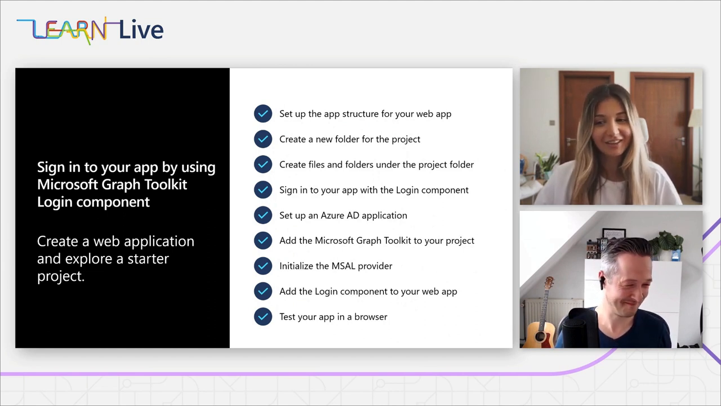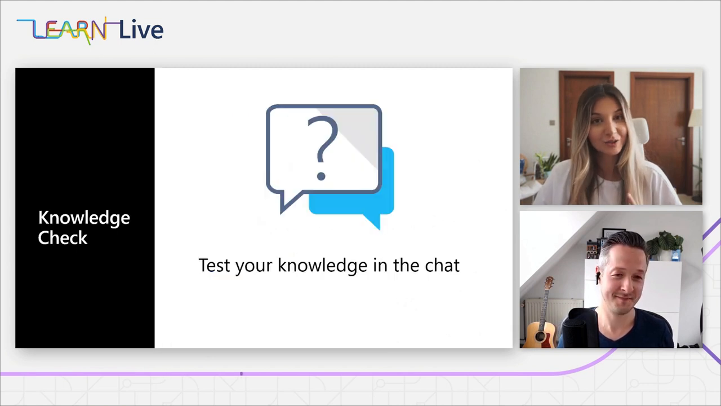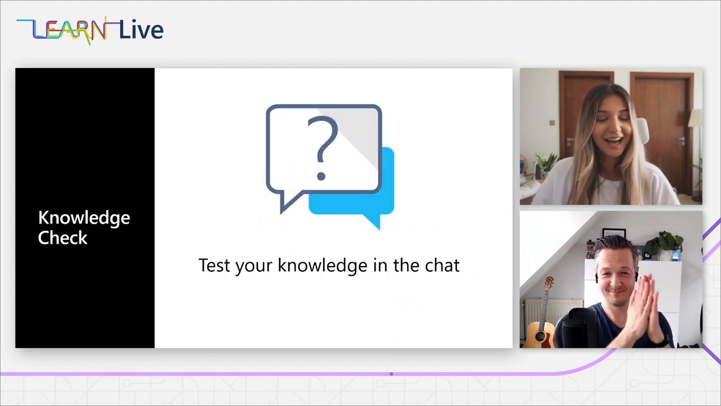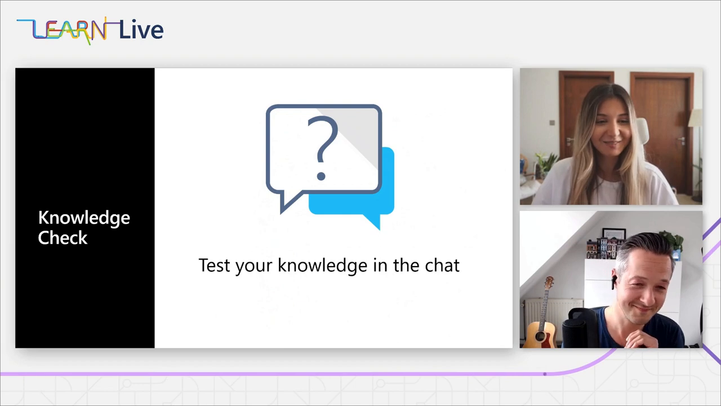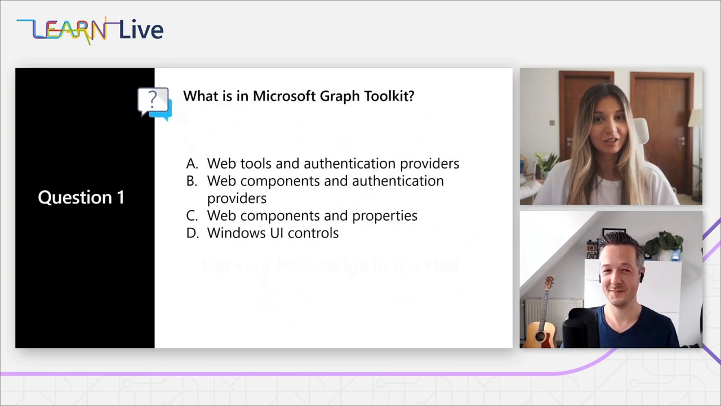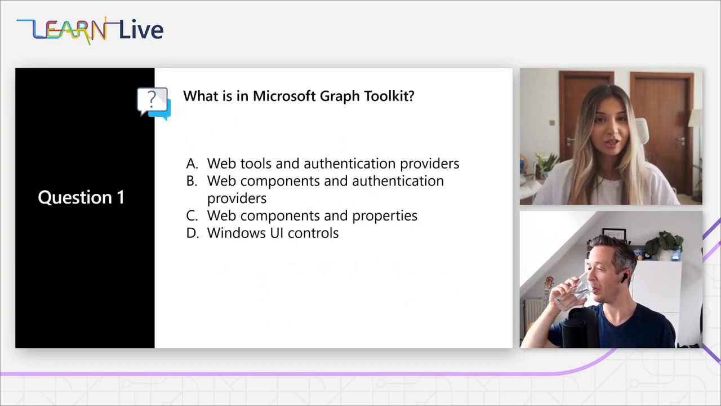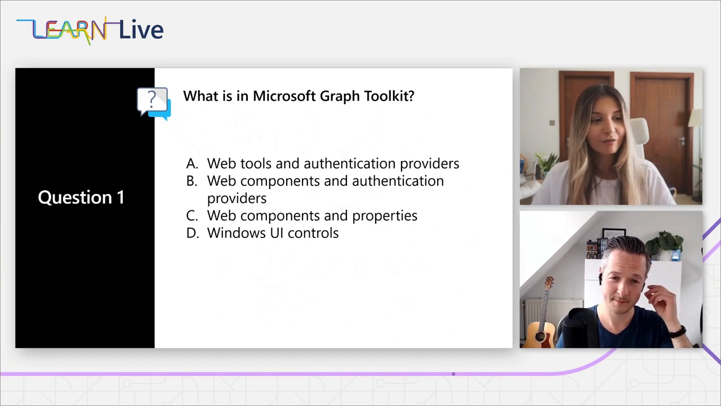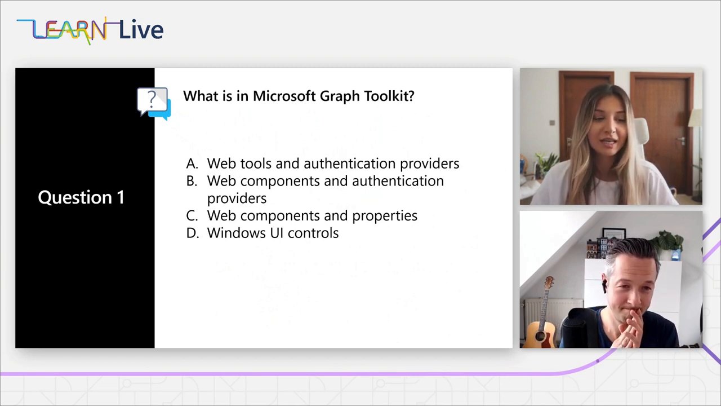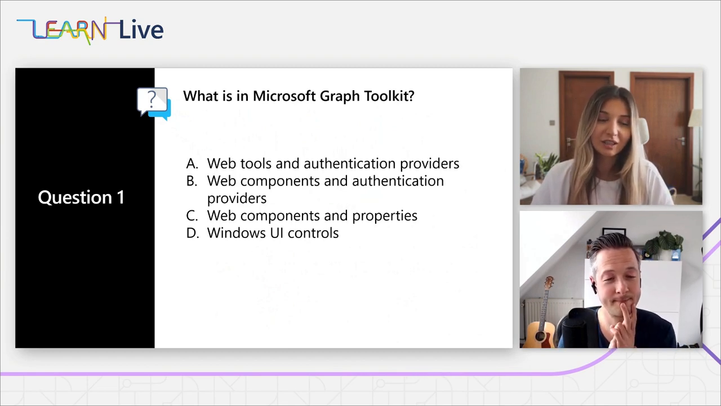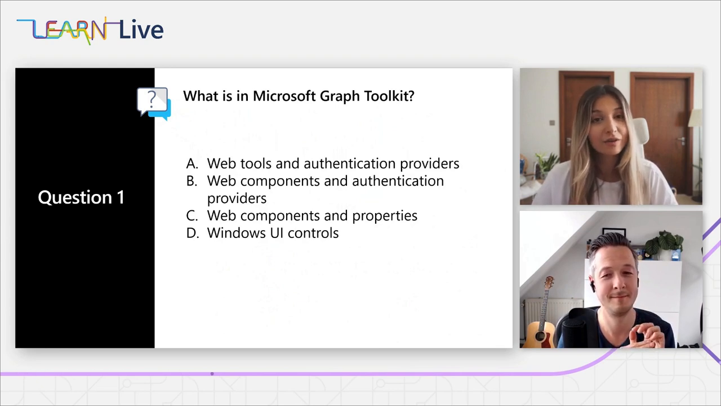Okay, so we learned a lot about Microsoft Graph Toolkit so far. Let's check out what you learned. Okay, we have some questions for you. Knowledge check. You can answer those questions by using the chat window. The first question is about Microsoft Graph Toolkit, of course. What is in Microsoft Graph Toolkit? A, web tools and authentication providers. B, web components and authentication providers. C, web components and properties. D, Windows UI controls. What do you think, Waldeck?